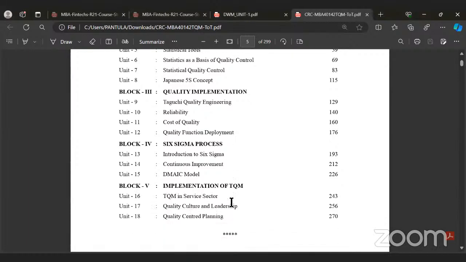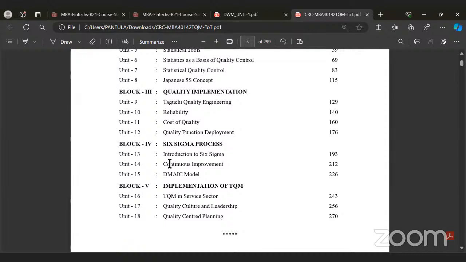So for today's session and tomorrow's session, I'm going to go a little bit fast because we have only 2 days left. I'm covering the important concepts. If you have any queries, you can get back to me at any time. I'm ready to resolve your problems. Now, in this block, Six Sigma: introduction to Six Sigma, continuous improvement, and DMAIC models. These 3 units are covered under Six Sigma practices.